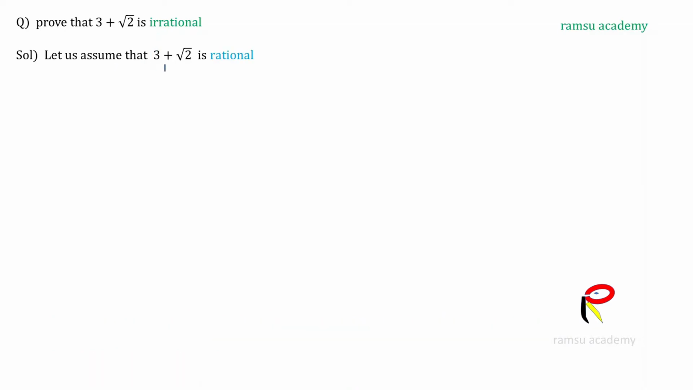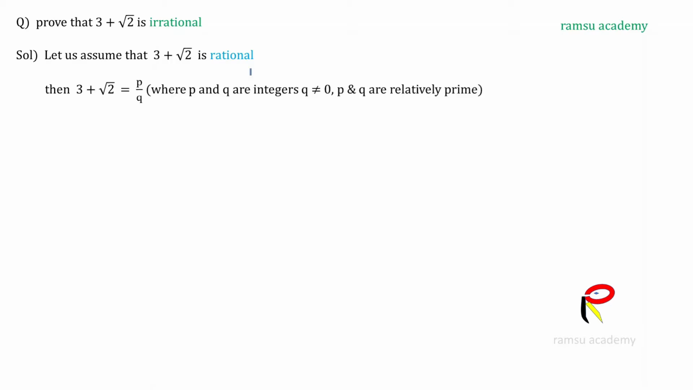Let us assume that 3 plus root 2 is rational. Then, by the definition of rational numbers, we can write 3 plus root 2 in the form of p by q, a fraction, where p and q are integers, q not equal to 0, and p and q are relatively prime.